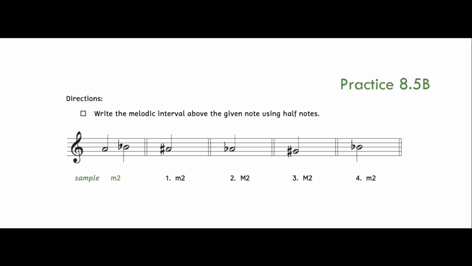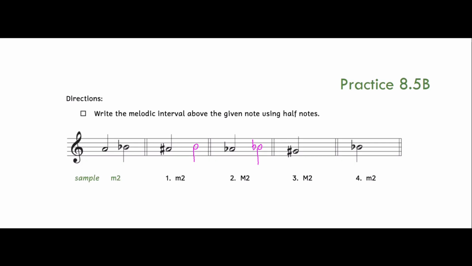Number 1. We're first going to write in that second. A second above A is B. What is a half step above A sharp? B. So there's your answer. Number 2. A second above A is B. What is a whole step above A flat? A whole step above A flat is B flat.